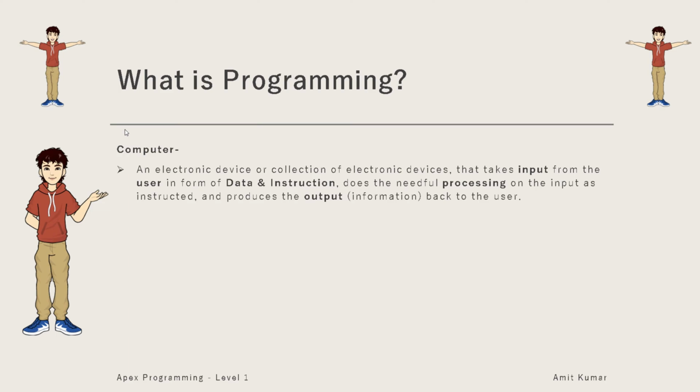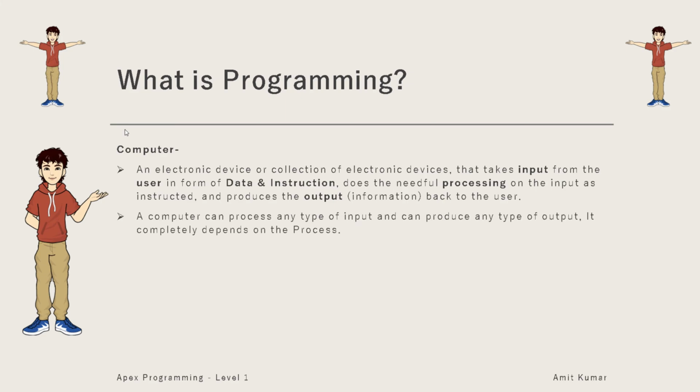Now, with the definition, it's very clear that a computer is a collection of electronic devices which works with the user, and the user provides input to the computer and the computer provides output back to the user. Here, the user provides data and instruction as part of the input. The computer performs some process on the data according to the instruction, and according to the processing on the data, it produces the information or the output to the user.